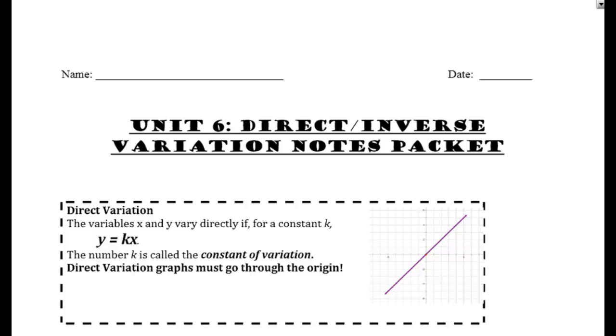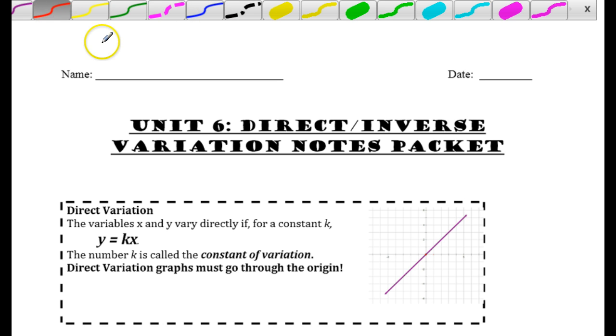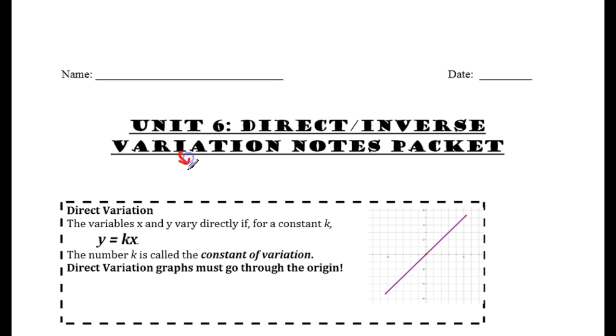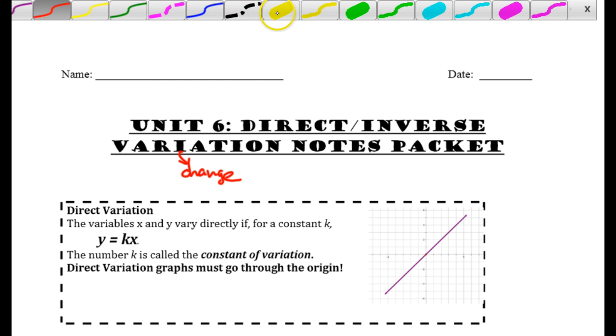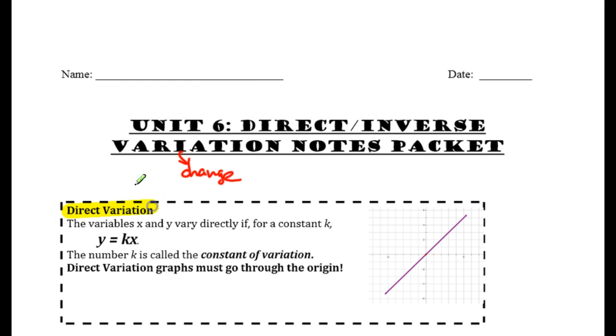Alright, so this very short chapter is on variation. Variation is just a fancy word for change, how things are changing. In this chapter, there are two kinds of variation we're going to learn about, direct and inverse. But for this podcast, we're just going to focus on direct variation.